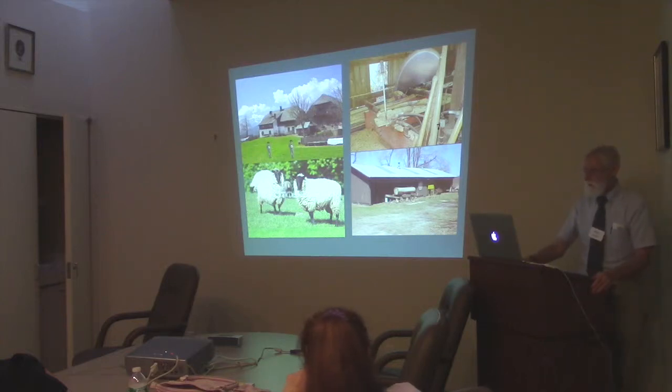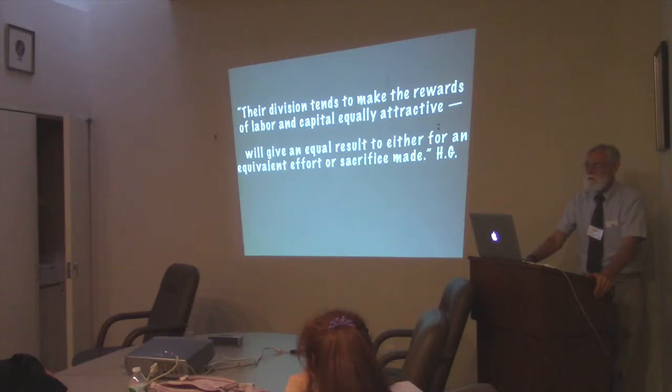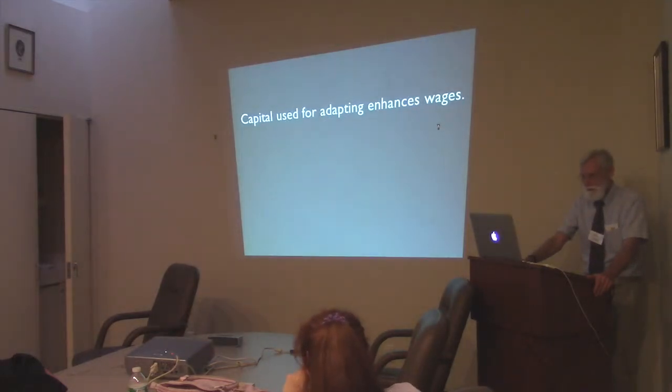And so what George says is, their division tends to make the rewards of labor and capital equally attractive. We'll give an equal result to either for an equivalent effort or sacrifice made. That is to say, wages tend to an equilibrium. Now, I have always, all these years, said, you know, I kind of know what he means, but... so I tried to reword it.